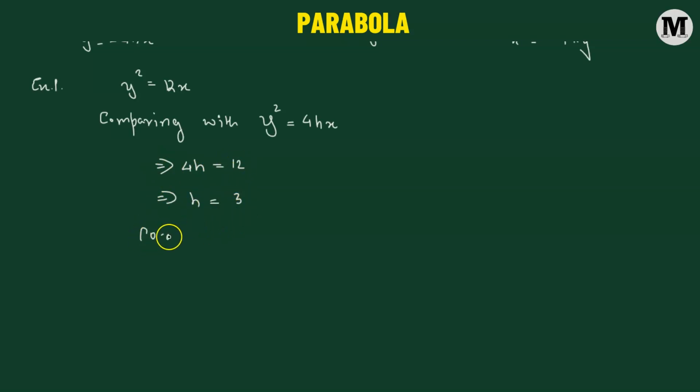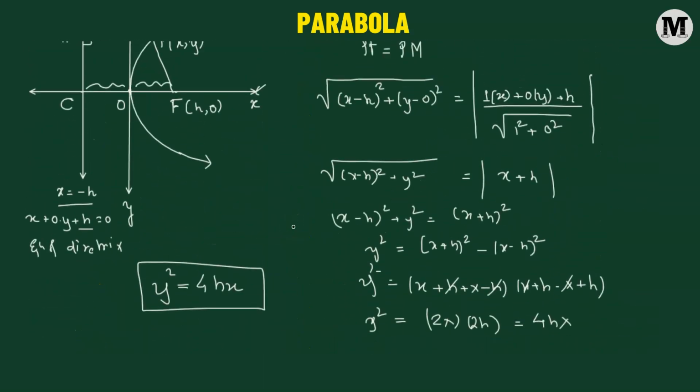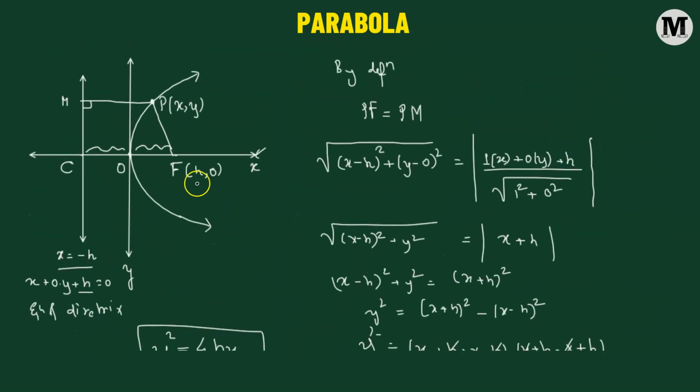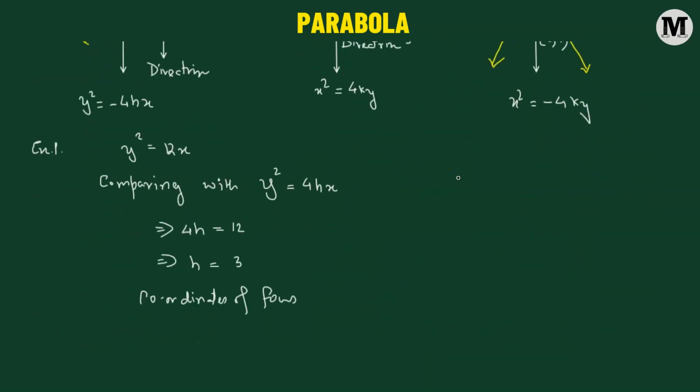Now the coordinates of the focus will be, so let's go to our diagram. We have already defined the coordinates of the focus, which is given by (h, 0). So that means the coordinates of the focus of this particular parabola will be (h, 0), which corresponds to (3, 0). So that's going to be the coordinates of the focus.